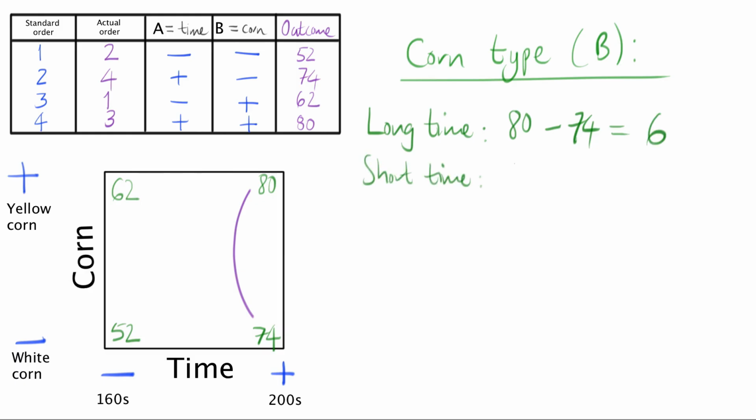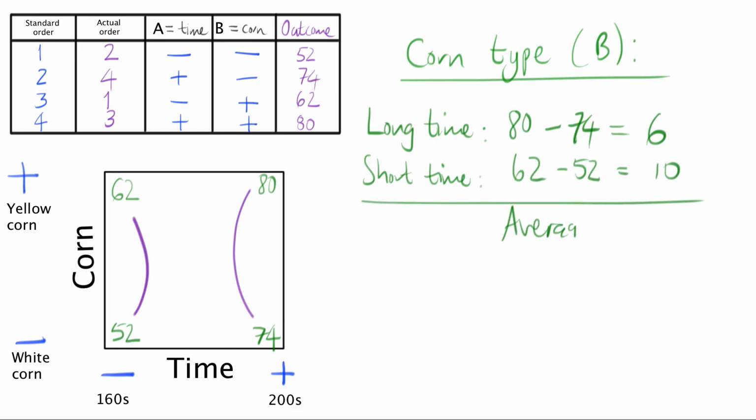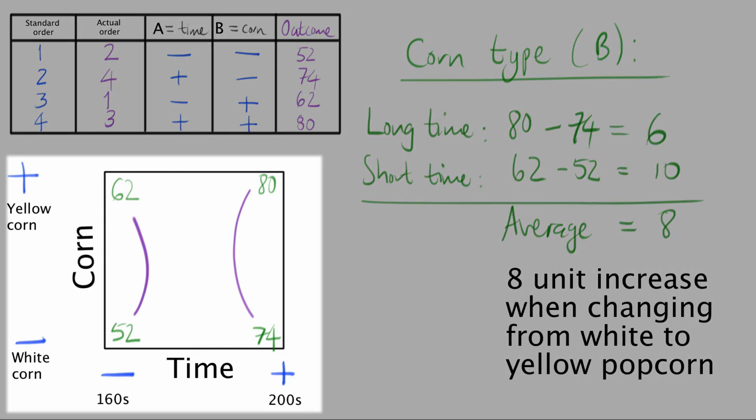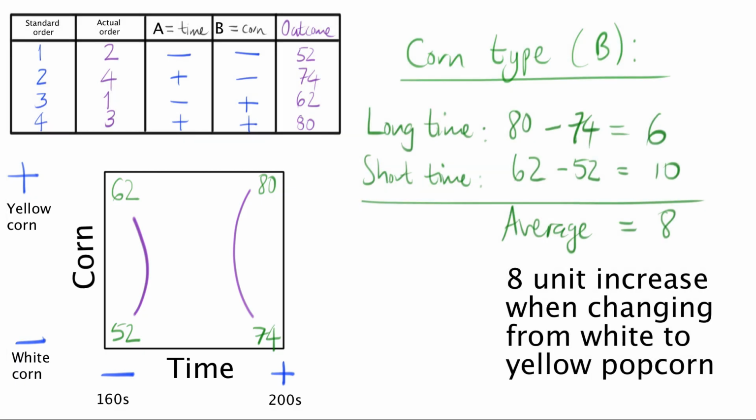What is the effect of corn color at short cooking times? I'd like you to pause the video and calculate that for yourself now. You should have found it to be a 10 units change, from 52 to 62. In other words, 62 minus 52 is a 10-unit increase. So we can report the average, an 8-unit increase in the number of popped corns when changing from white corn to yellow corn. Make sure your interpretation matches up with your cube plot. Those visualizations are so important to check your analysis.